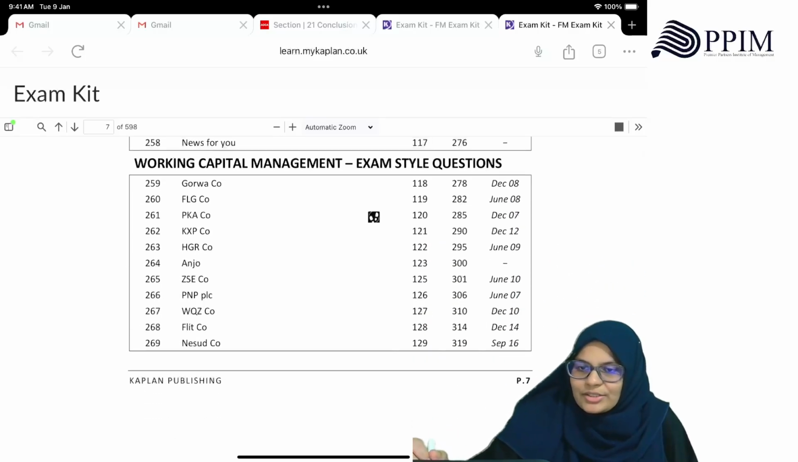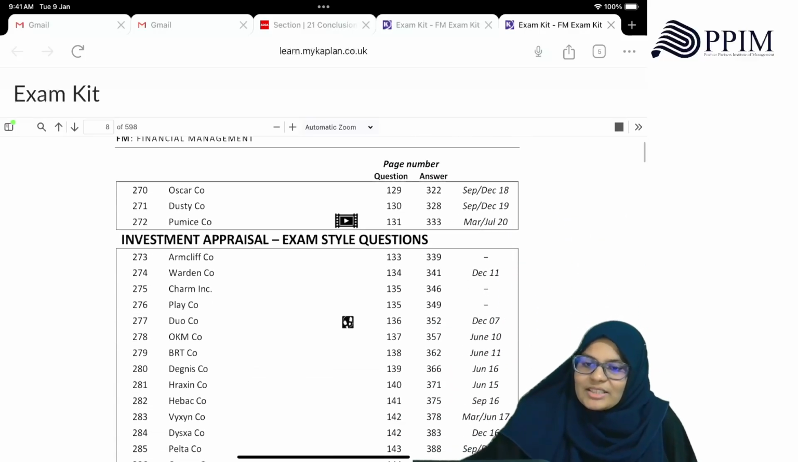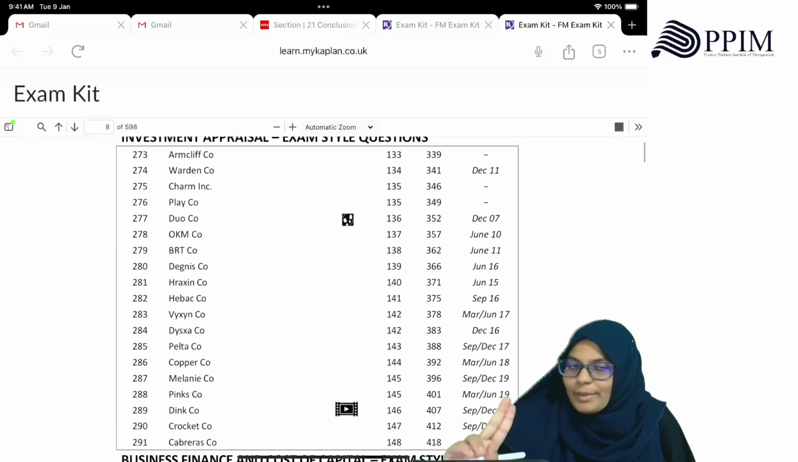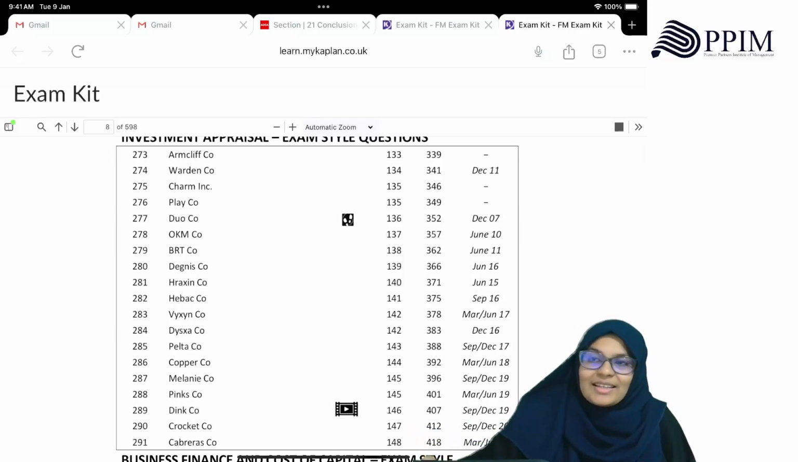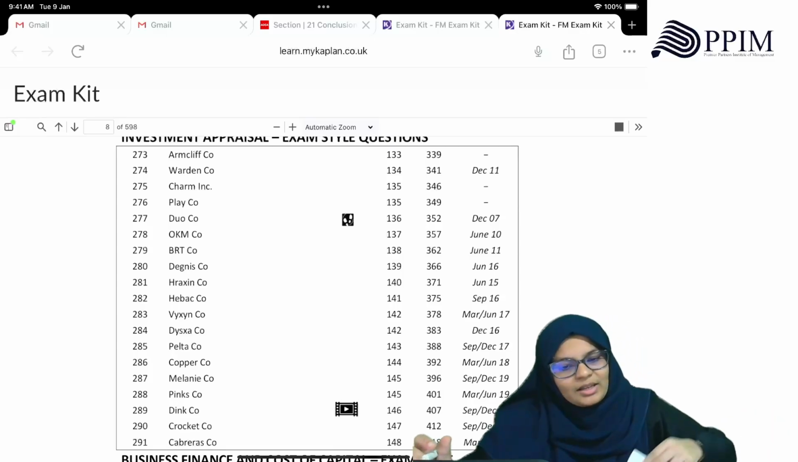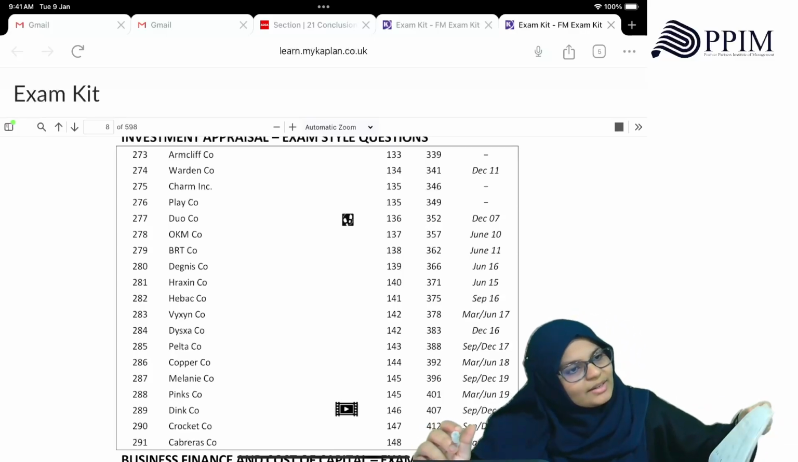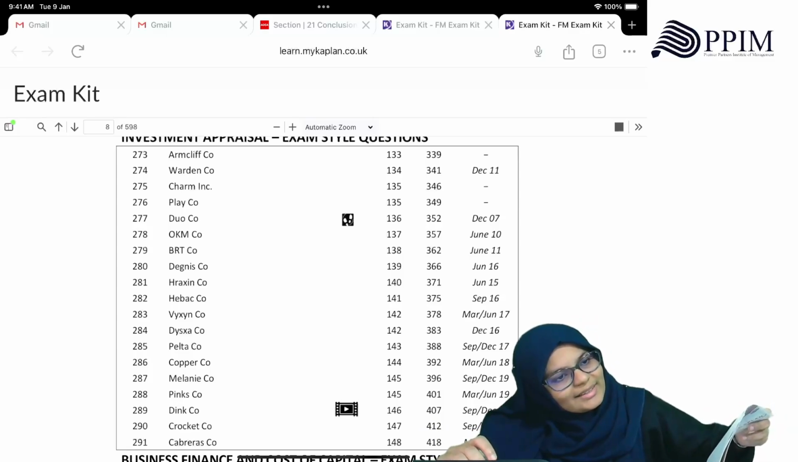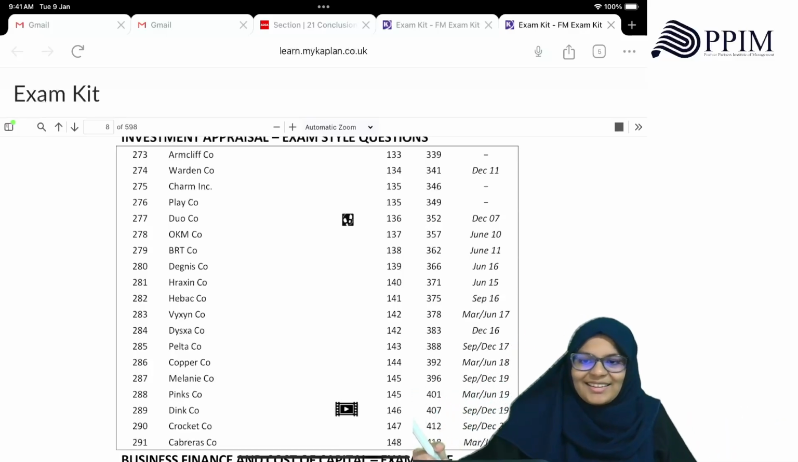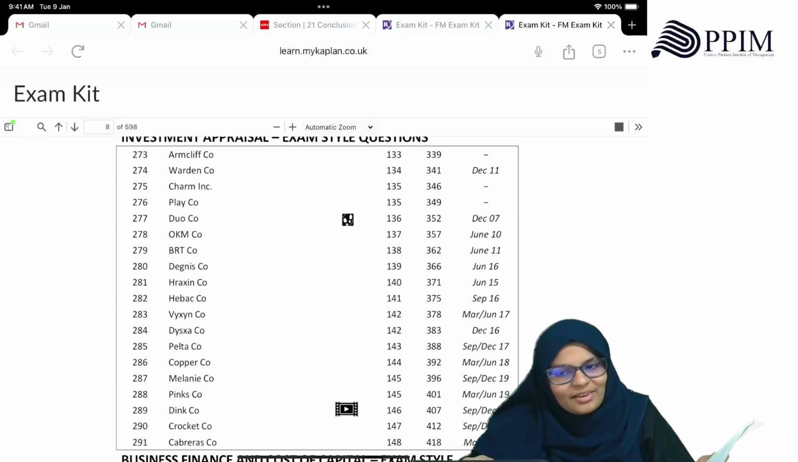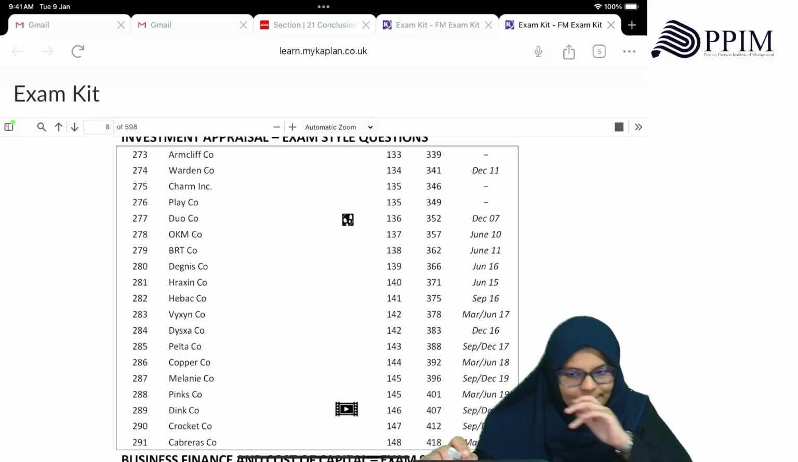So let's do a few questions to do with working capital management. Investment appraisal, I have done two main things. One is the NPV calculation and the lease versus buy. But you have to make sure that you do the remaining questions. For example, I'll give you some important questions that you need to try definitely. You need to do Degnis, Raxin, Pelta, Dink and Cabreras. 280, 281. Degnis, Raxin, Pelta, Dink and Cabreras.